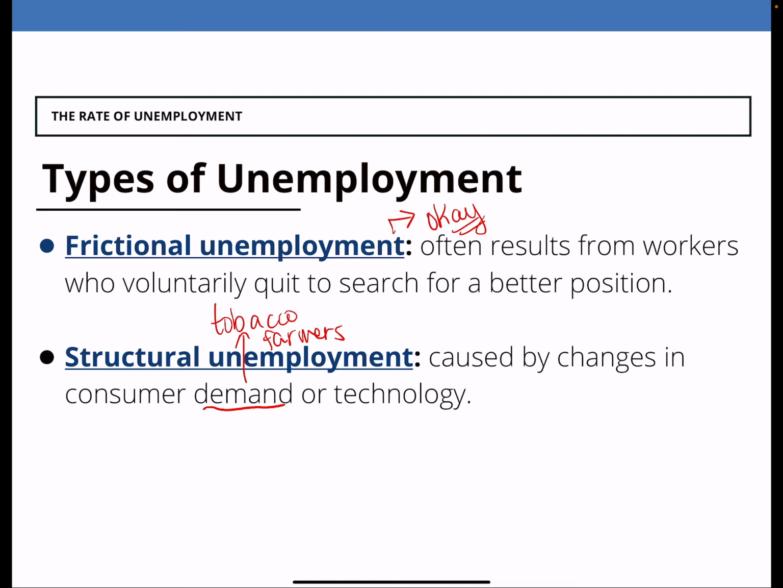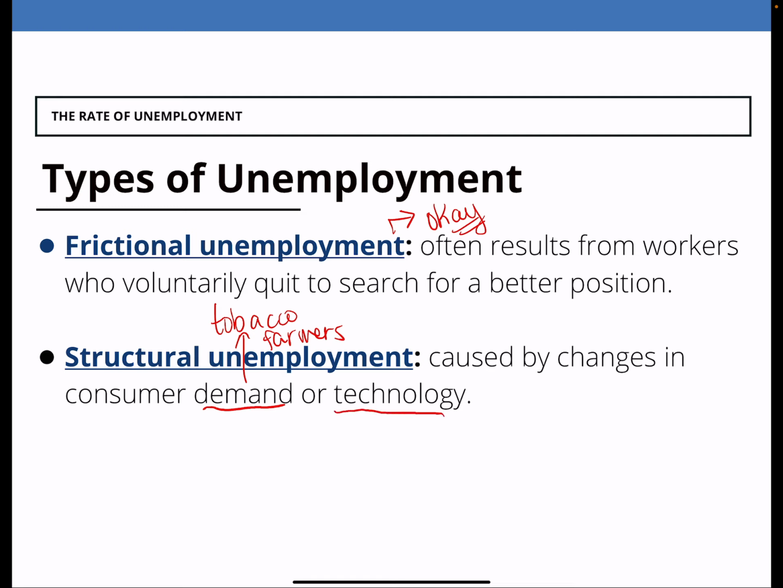Okay, so why is that problematic? Not smoking is a good thing, right? That's what the doctors tell us. It's problematic, though, for the people that had those jobs and had those jobs for a long time. Because now, what if their skills don't translate to something different? They may have to go back to school. They may have to learn how to do something new.